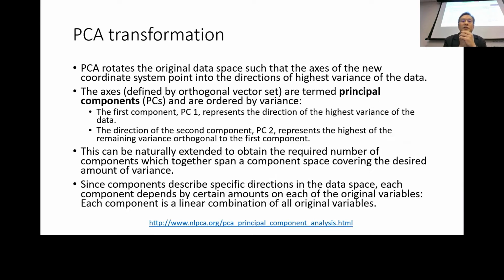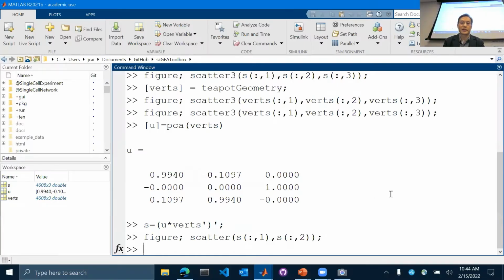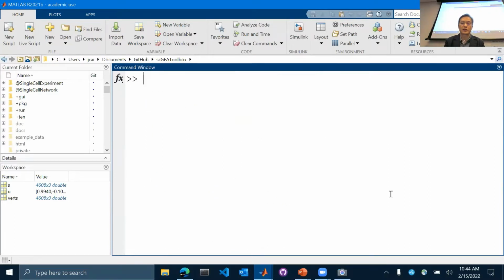Now, our question is, how are you going to find this rotation matrix? As I showed you in MATLAB, the code for PCA is so simple. You just put in your data points, and you want to get a U matrix. This matrix is a square matrix, depending on the dimension of your data. The dimension of the data in my example is n by 3, so 3 feature variables. So U will be 3 by 3. So that's all you want to get.